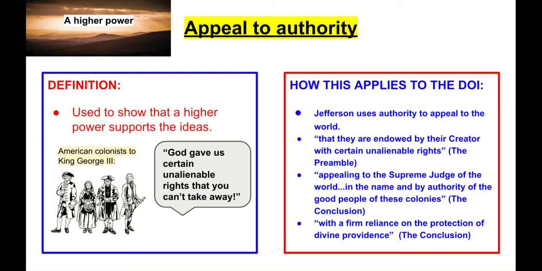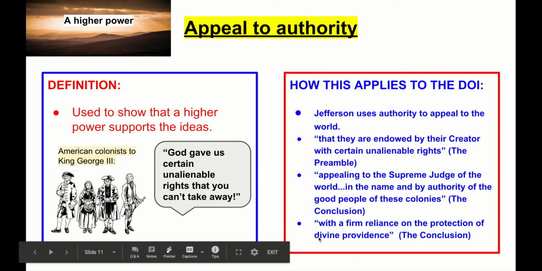Here's a quote from the preamble, that they are endowed by their creator with certain unalienable rights. Okay, so he's saying there they've been given rights by their creator, meaning God. Another quote from the conclusion, appealing to the supreme judge of the world in the name and by authority of the good people of these colonies. And another quote from the conclusion, with a firm reliance on the protection of divine providence. Divine, again, relating to God.